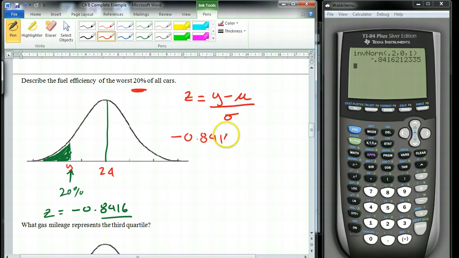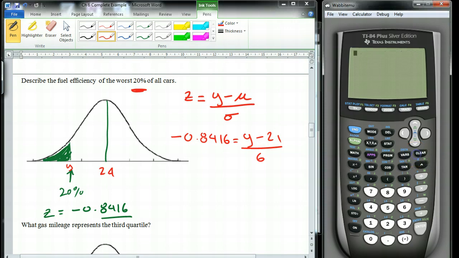And this time we have the Z-score, negative 0.8416. I'm going to pause this video in a second and see if I can solve the problem of the pen disappearing. Okay, so we're looking for Y here, our score. We have the mu, 24, and the standard deviation is 6. Nothing there changed.